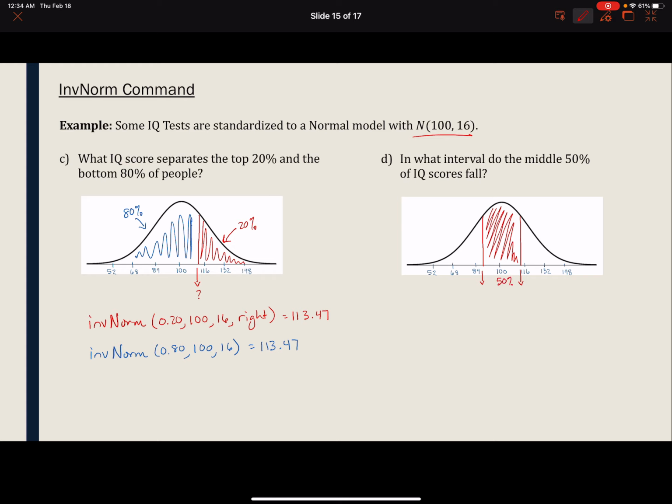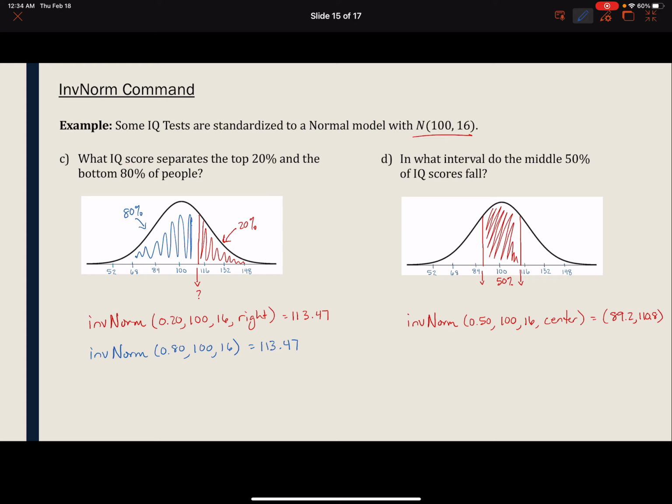If you have a newer calculator, you will use 50%, the mean, the standard deviation, and you'll choose center. And when you do that, it will give you an interval of 89.2 to 110.8. But if you have the older version of this calculator, we have to do a little bit more work.